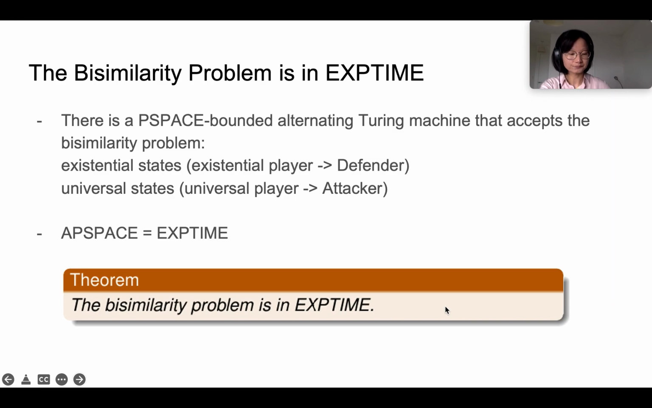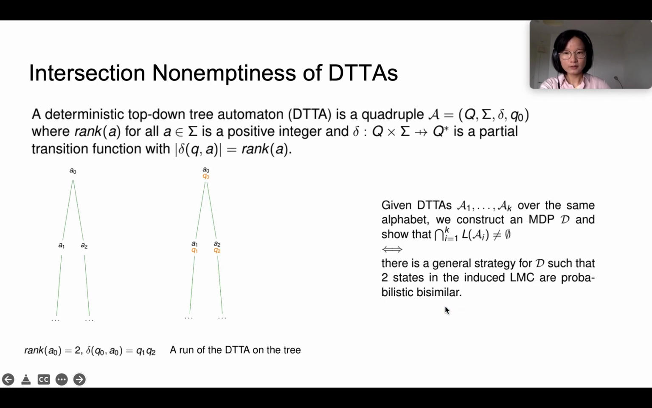Since alternating PSPACE is equivalent to EXPTIME, we have that the upper bound of the bisimilarity problem is EXPTIME. For the EXPTIME hardness of the bisimilarity problem, we use the problem called the intersection emptiness of DTTAs. A DTTA stands for deterministic top-down tree automaton, and it consists of a set of states, a set of letters, the alphabet, and also an initial state.